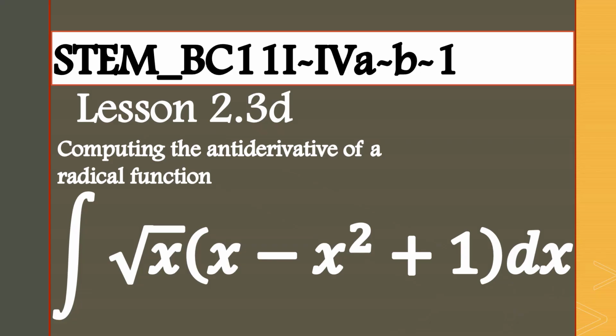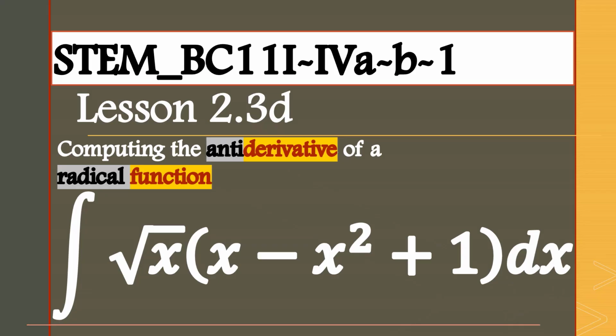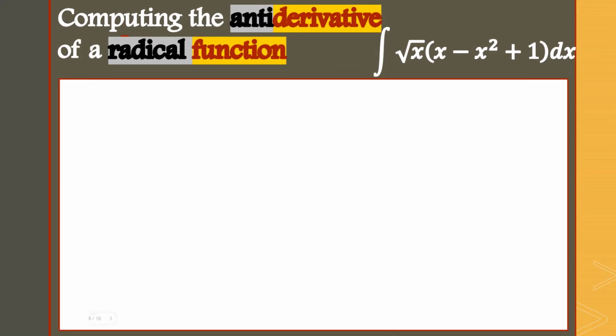Let's try to compute the antiderivative of this given radical function. So for this video, we are given the integral of the square root of x times x minus x squared plus 1 dx.